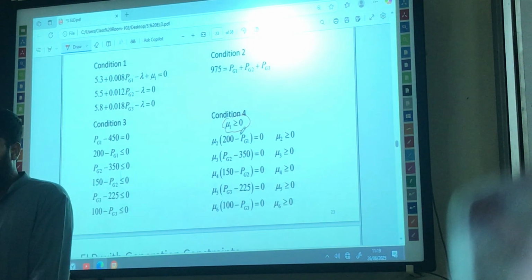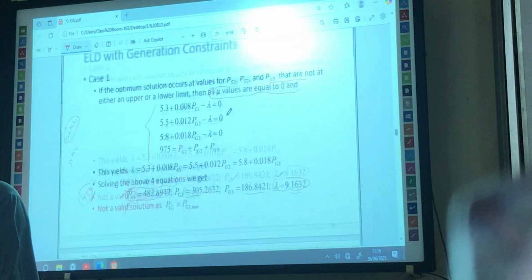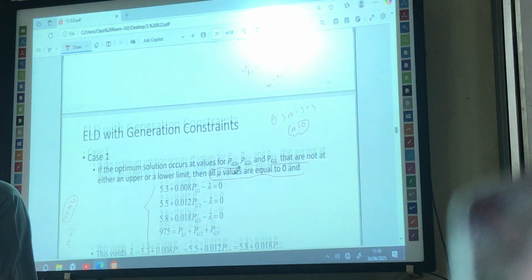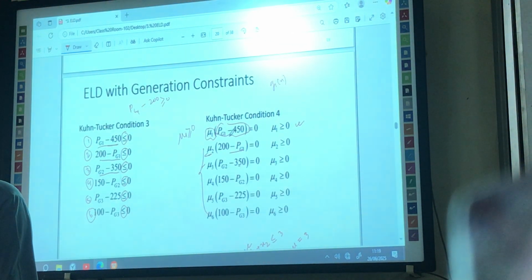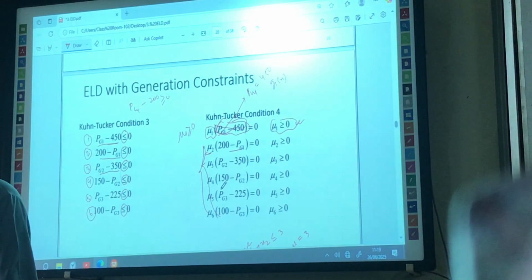And why didn't we write the other part, that was mu1 multiplied by Pg1 minus 450? Why didn't we write this thing? Because this term is 0, right? This is 0 because now Pg1 we have set to 450. So 450 minus 450 will be 0. That's why we didn't write this thing. Only this thing, and the other equations are kept as they were.